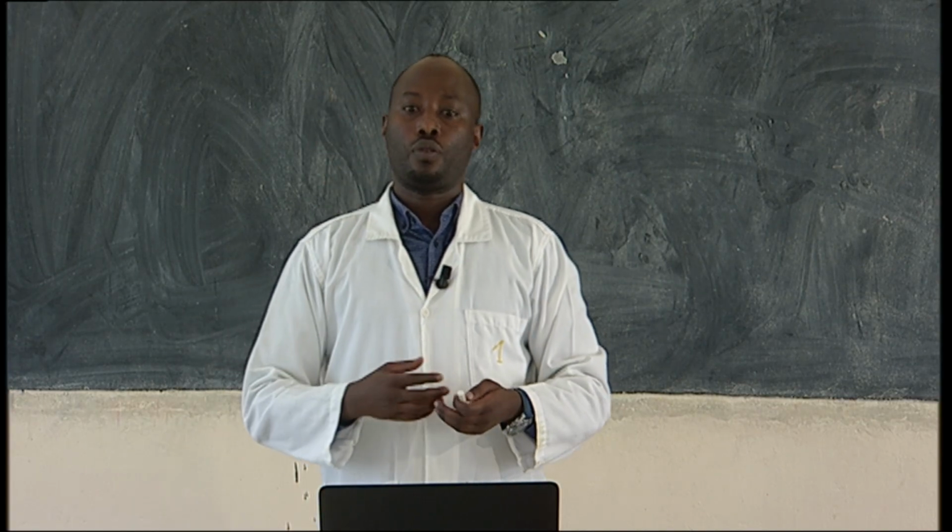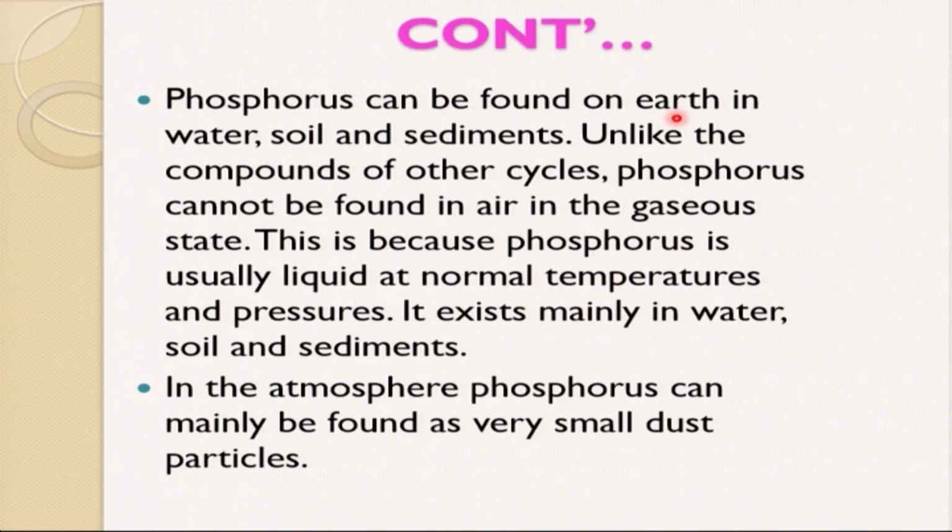And like compounds of other cycles, they are normally found in the atmosphere. Take an example, carbon dioxide, nitrogen. Phosphorus cannot be found in air in a gaseous state. This is because phosphorus usually is liquid at normal temperatures and pressure. It exists mainly in water, soil, and even in sediments. In the atmosphere, phosphorus can mainly be found as very small dust particles.